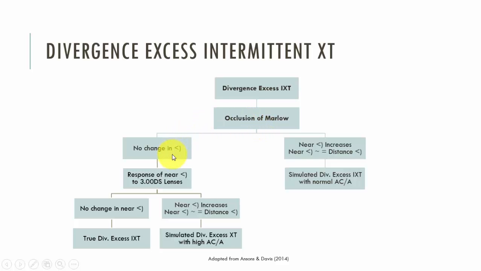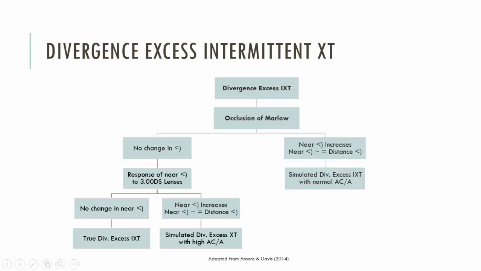Either there's going to be no change in the angle at near, or there's going to be an increase of the deviation at near. And usually what we'll see is if there's an increase in the deviation, the near deviation will be almost exactly the same as the distance deviation, in which case you have a simulated divergence excess XT, and this patient has TPF, which is causing the deviation to be larger at near, and will generally have a normal AC/A ratio.